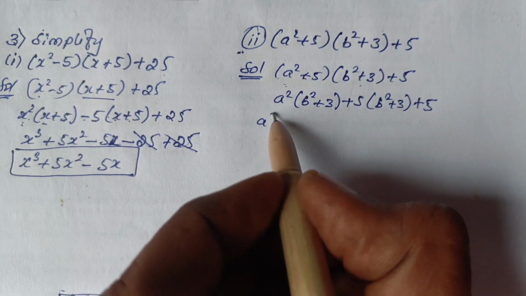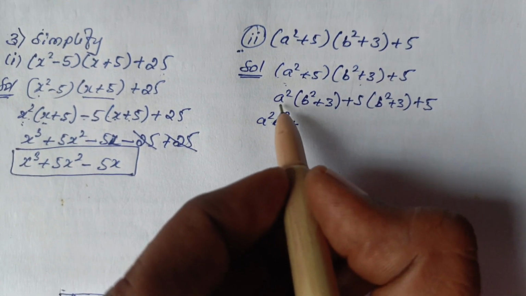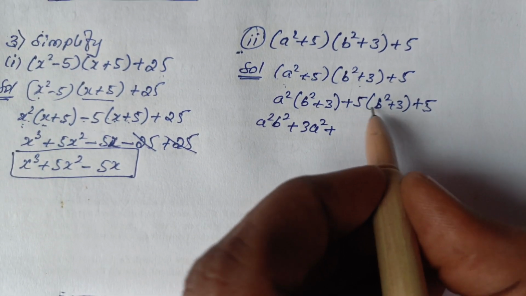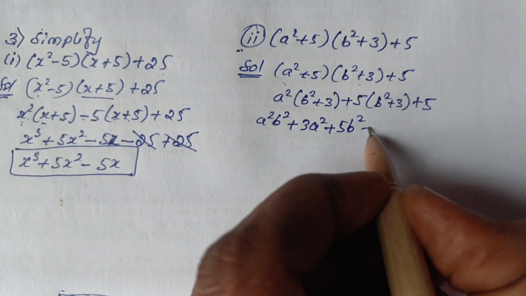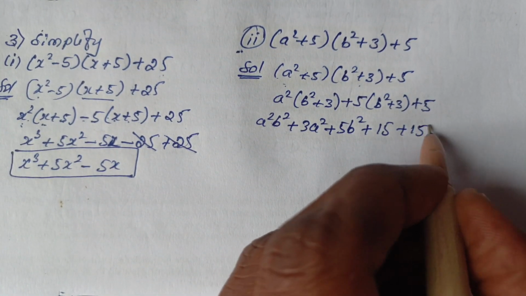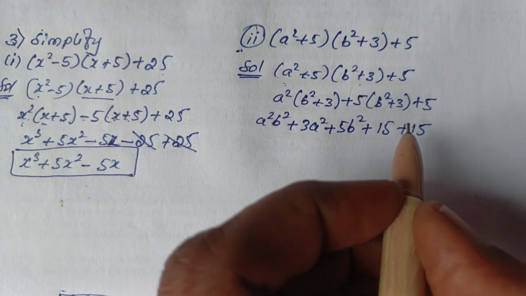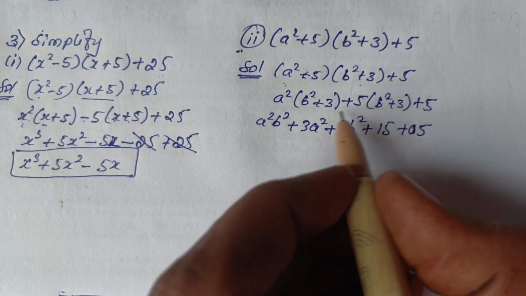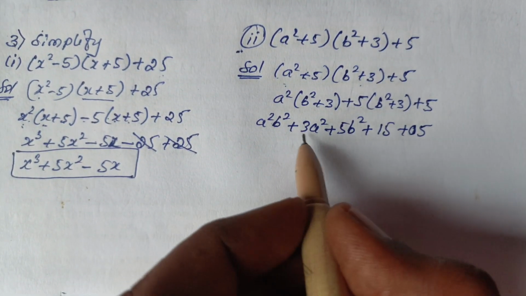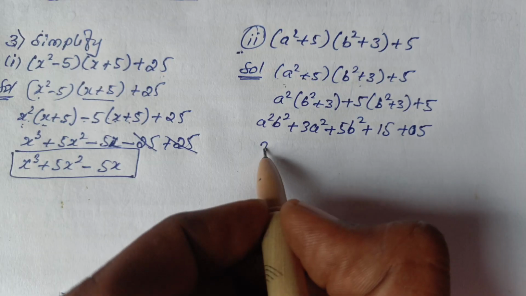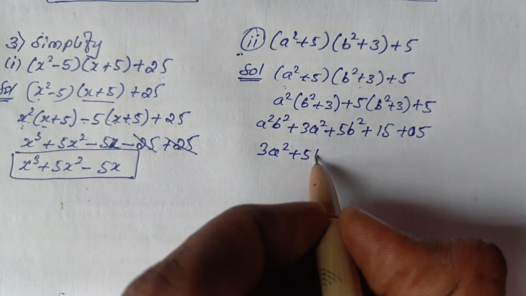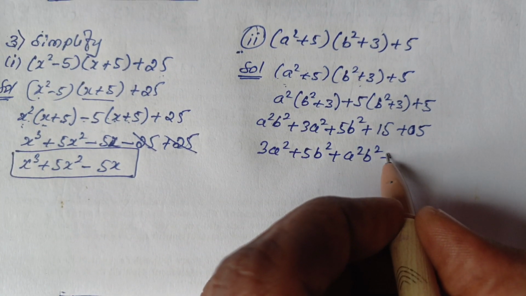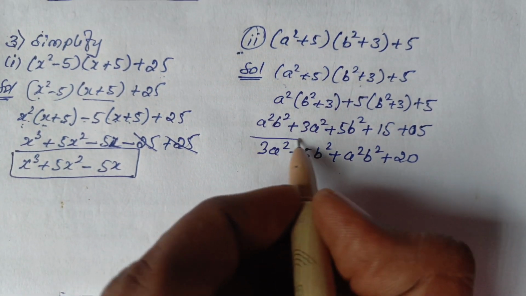Now a square b square is a square b square, plus sign as it is, a square into 3 is 3a square, plus sign as it is, because here also it is plus, 5 into b square is 5b square, plus 5 into 3 is 15, plus 15 as it is we will write. This is plus 5. Now let's write this, 3a square plus 5b square plus a square b square plus 20 is the answer.